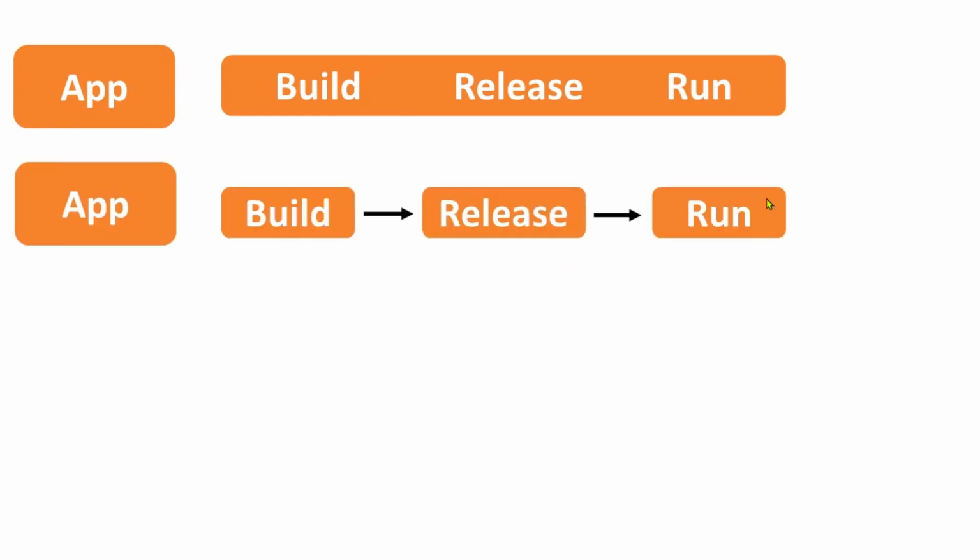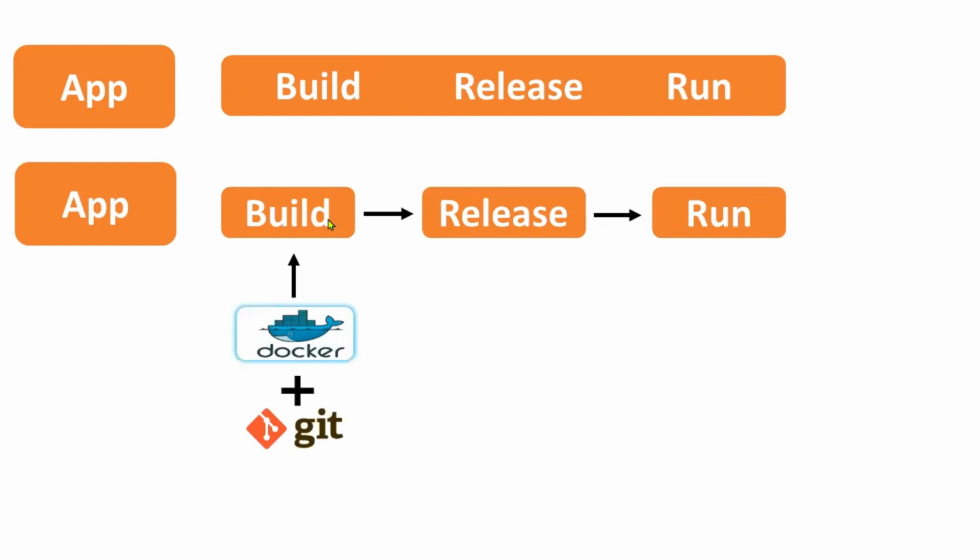Now, coming to the fifth one, that is build, release, run. This is an important one out of all the 12. The reason is when we are developing an application, we will be having the build, release, run. All these three stages should be separated as three different stages and should not be one. The build stage should be separate, release should be separate, and run should be separate.